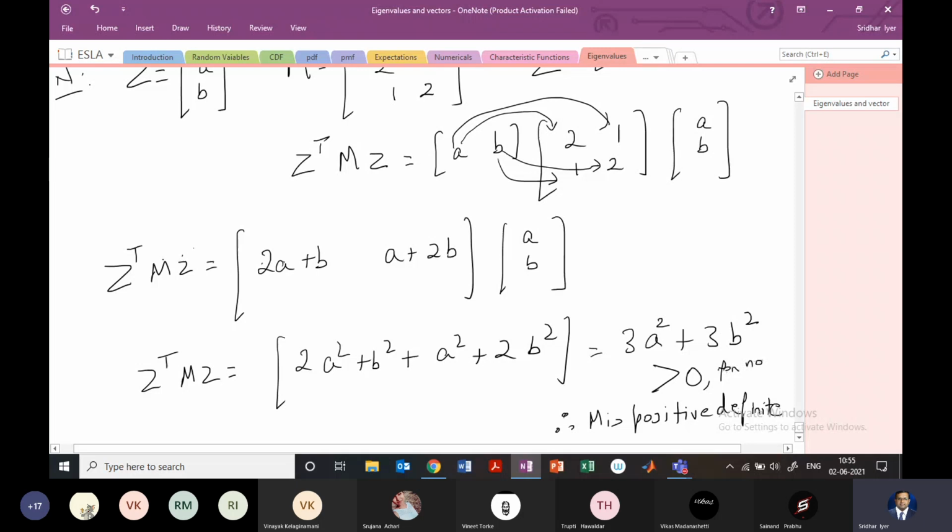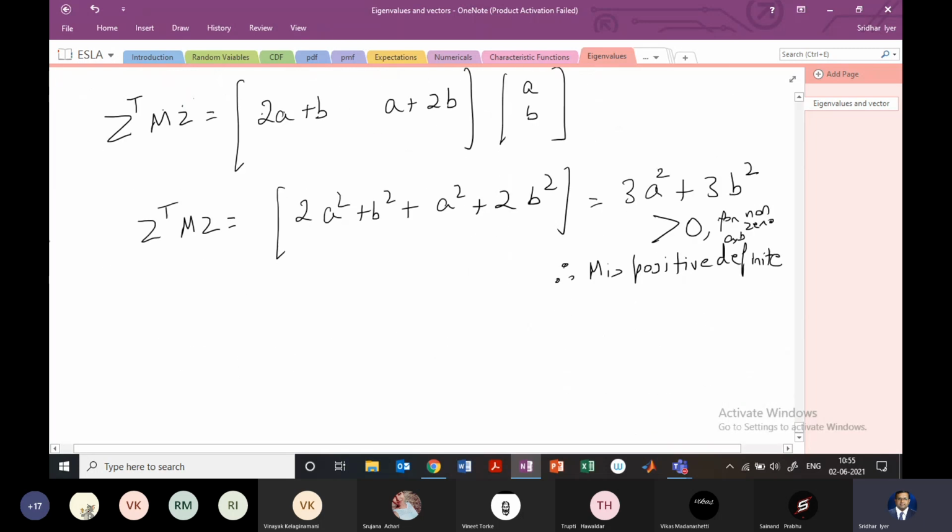For non-zero a and b. For all other values apart from 0, this value is always going to be greater than 0. Therefore, M becomes positive definite. Okay. So this is a very simple concept of positive definite.